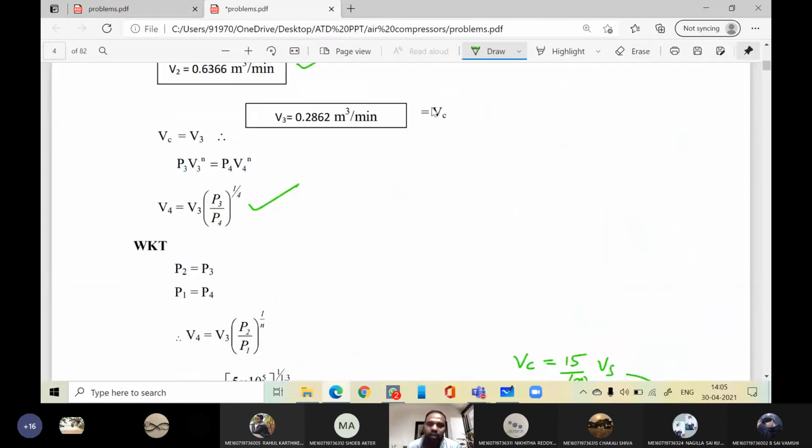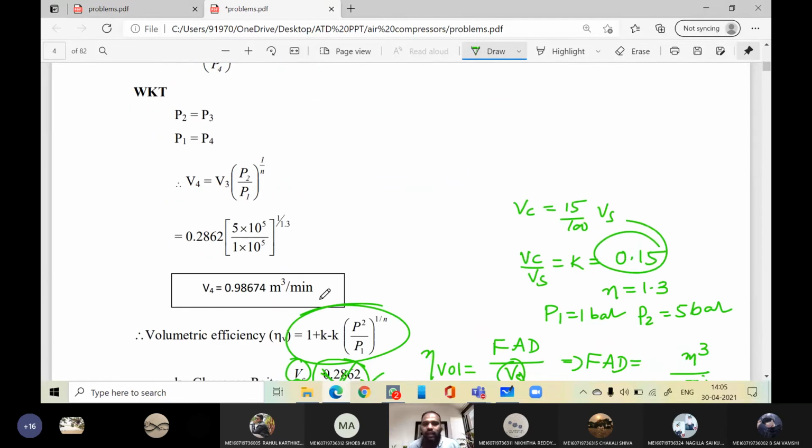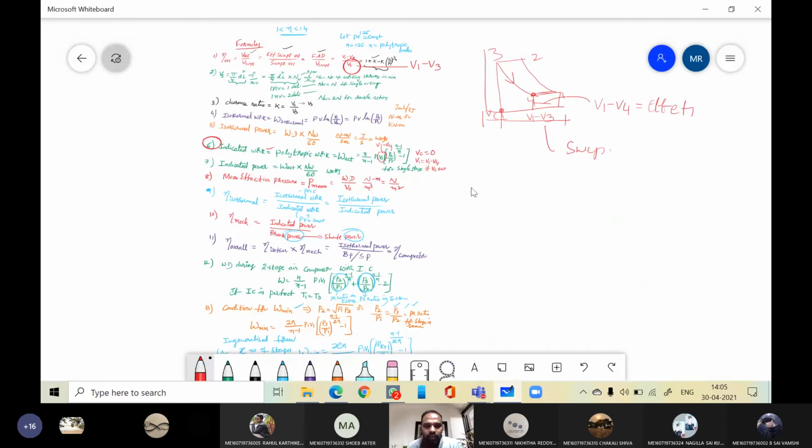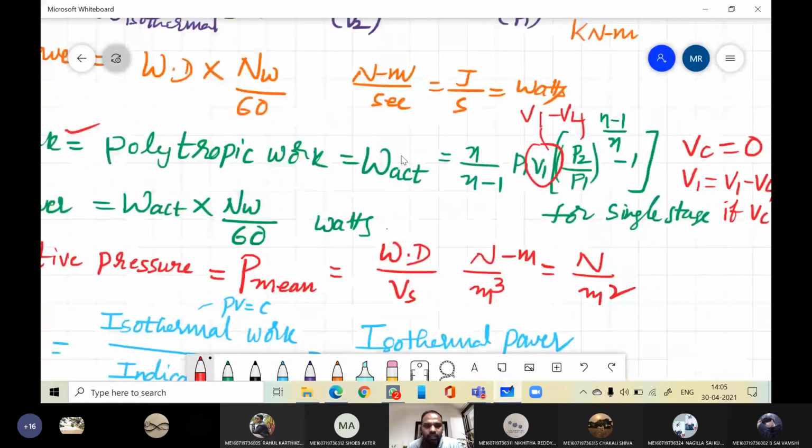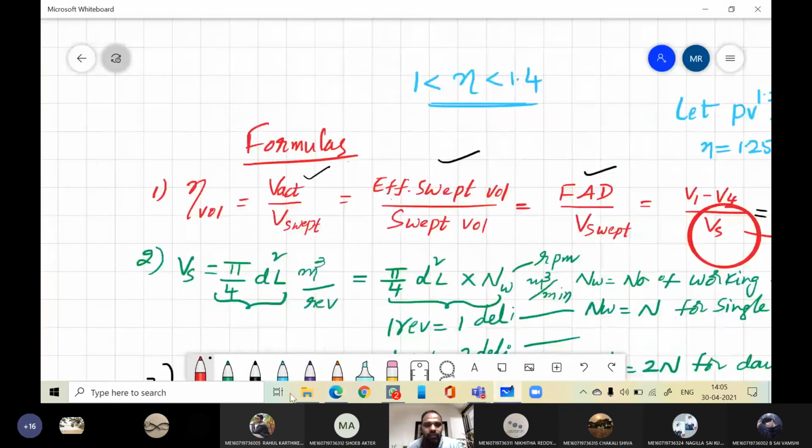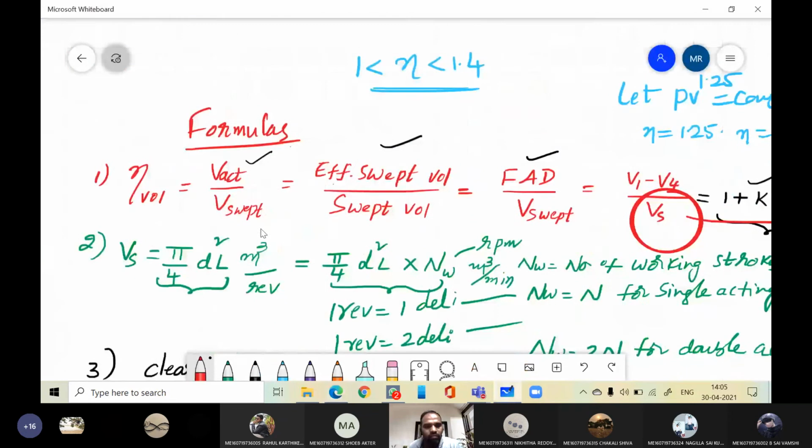First, we are calculating volumetric efficiency. Volumetric efficiency can be calculated in n number of ways. These are the formulas to calculate the volumetric efficiency: actual volume by swept volume. He is asking flow rate, which is nothing but the actual volume only. Or effective swept by swept, or free air delivery by swept volume. I am using this formula, right?